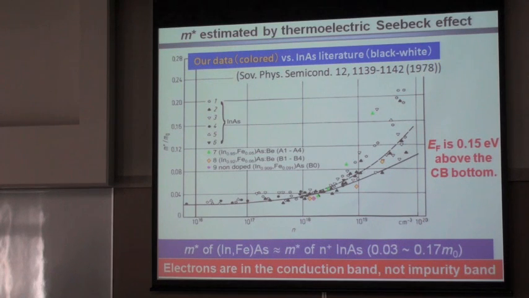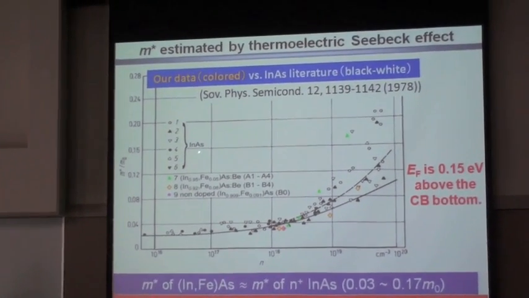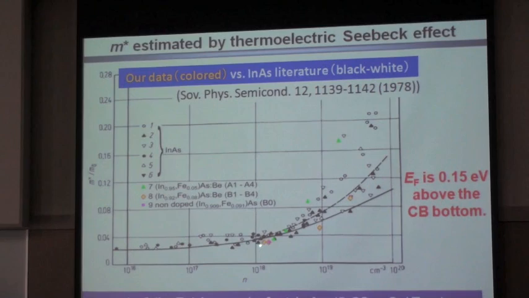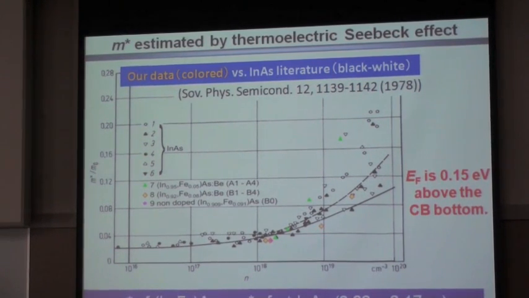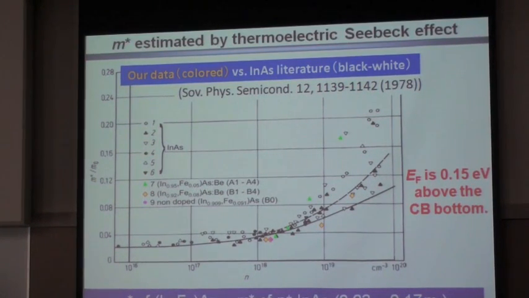And these are the data of effective mass of electrons as a function of electron concentration for the indium arsenide N-type material and our material, indium iron arsenide. And these black and white dots are taken from this literature, which shows the effective mass of electrons of indium arsenide. And these colored dots are our data of indium iron arsenide.